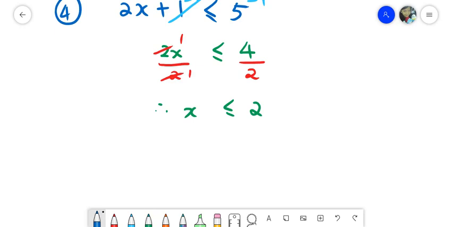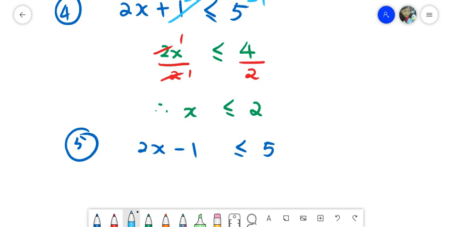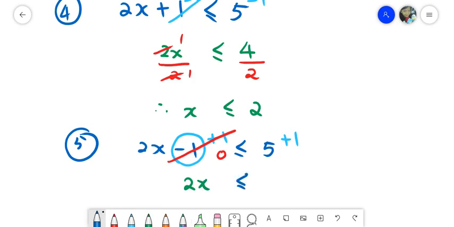Okay, so let's go further. This was plus, let's go with minus. So now how to get rid of minus 1 here? You need to plus 1. Good. Why? Because your intention is to get 0, because we only want to have the 2x on the left. So just copy, 5 plus 1 is 6.